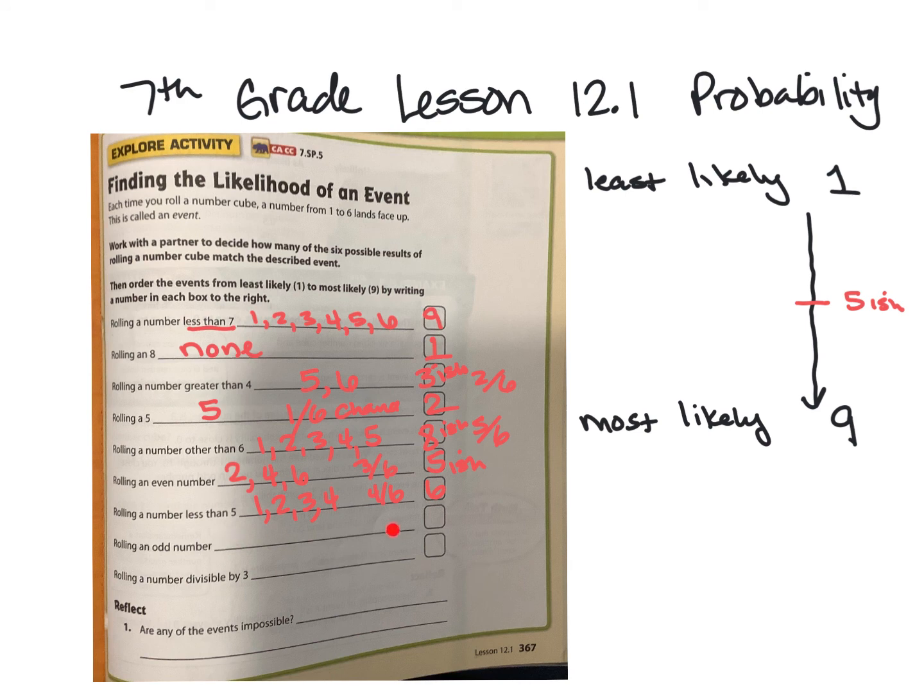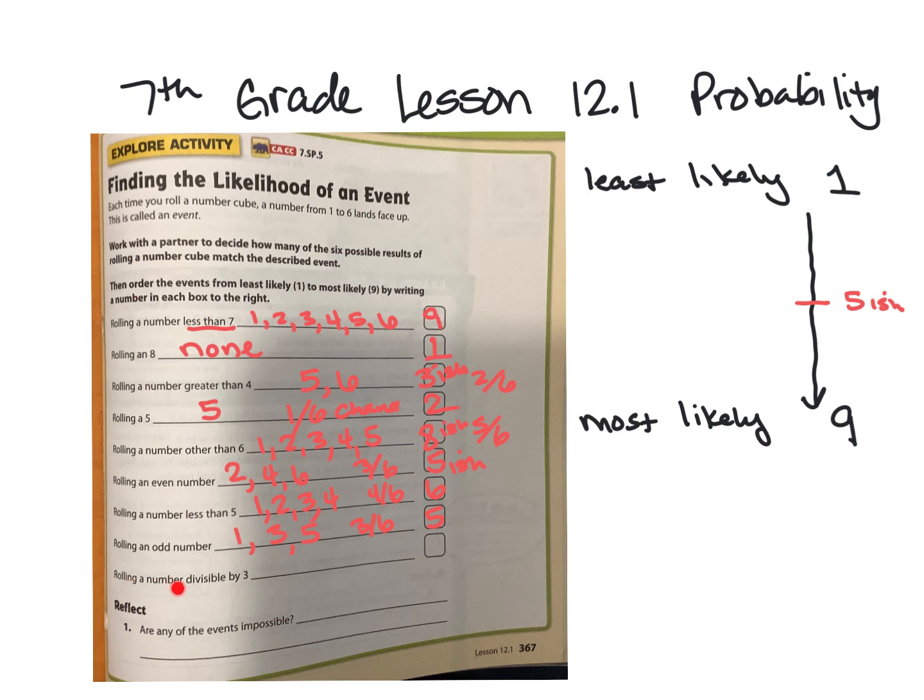What are my chances of rolling an odd number? My odd number possibilities are 1, 3, and 5. That is a 3 out of 6 chance. When we had a 3 out of 6 chance up here, we called it a 5. It's right in the middle there, 4 or 5-ish.